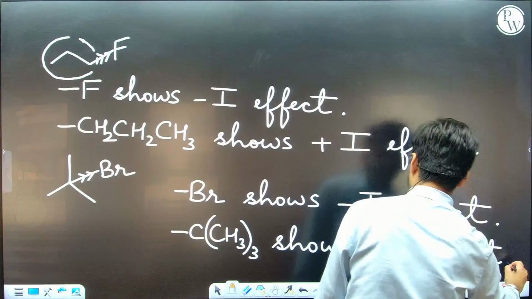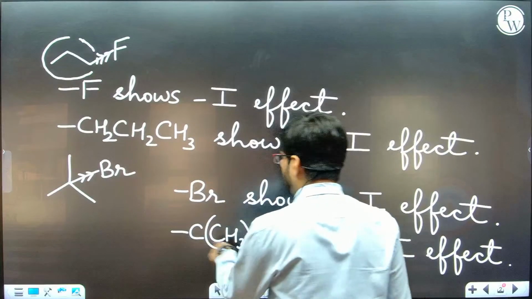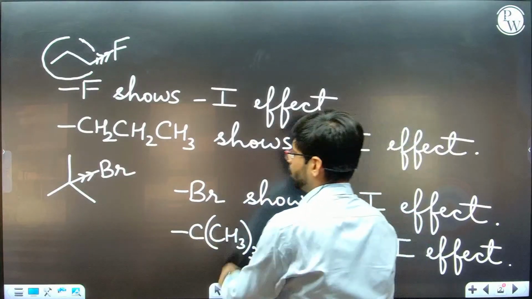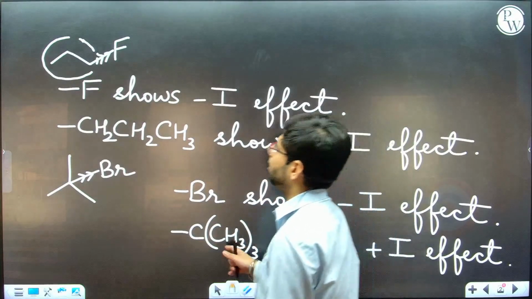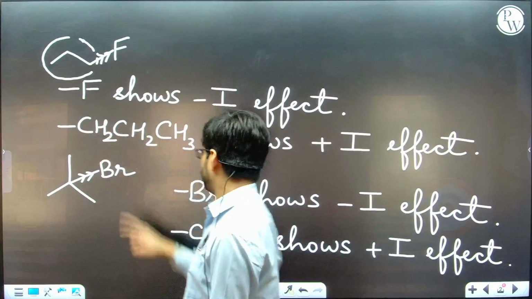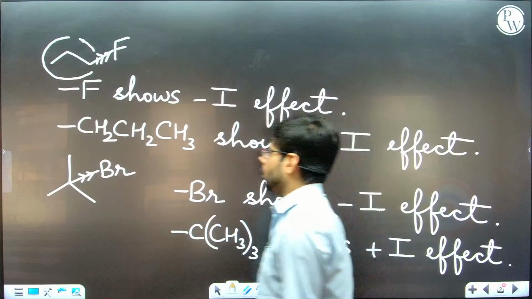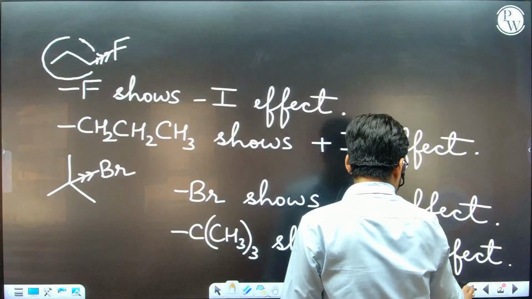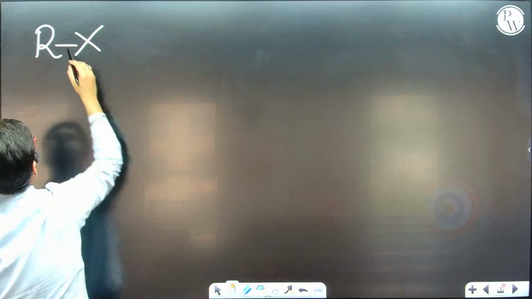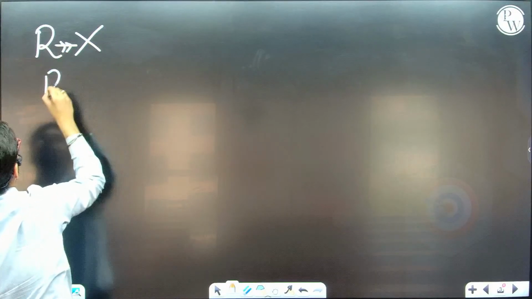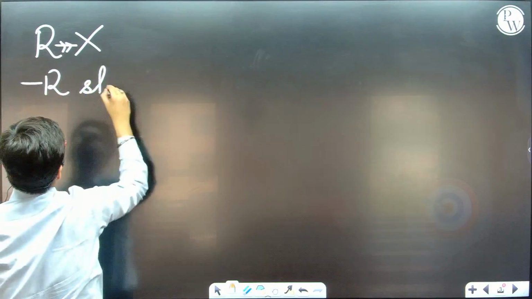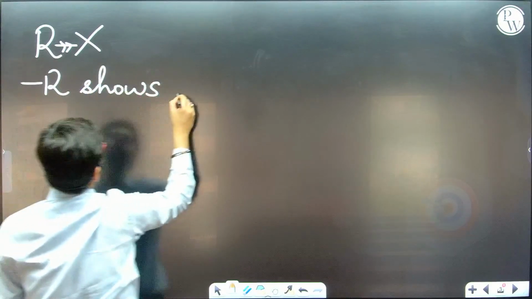Right? So what is this group called? This is tert butyl group. Tert butyl. This is propyl. This is tert butyl. So I can say that whenever we have RX, where X is a halogen, I can always safely say that R shows plus I effect and X shows minus I effect.